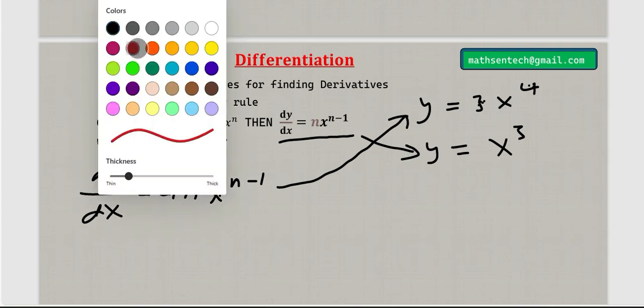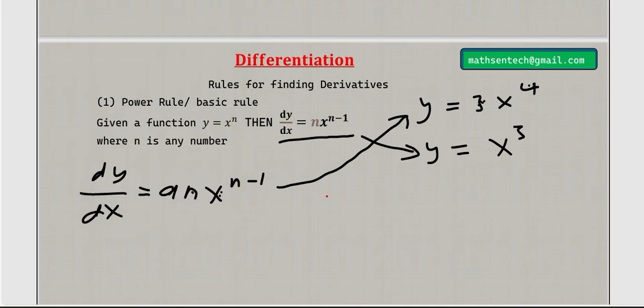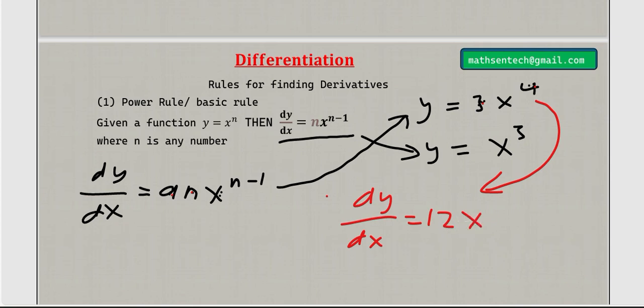we have to get the derivative of our first equation, and our first equation is this one. So what is our dy by dx? You get it by doing what? Now a times n, so 3 times 4, which is 12. Then x to the power n minus 1, so 4 minus 1. So in short, you're going to get 12x to the power 4 minus 1, which is 3, so 12x cubed. So that's the derivative of our first equation.